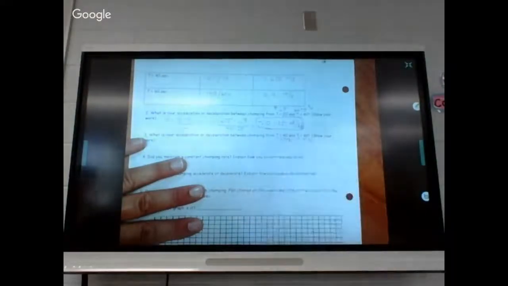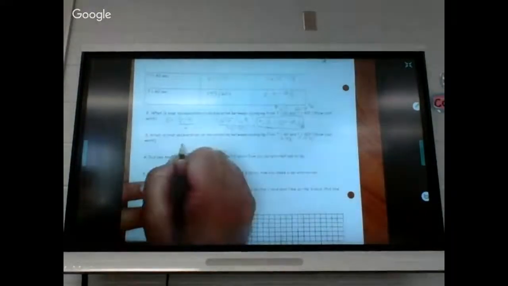So again, we're plugging it in the same formula. A equals, for me, it's 2.41 subtract 1.675 over 60 minus 40.